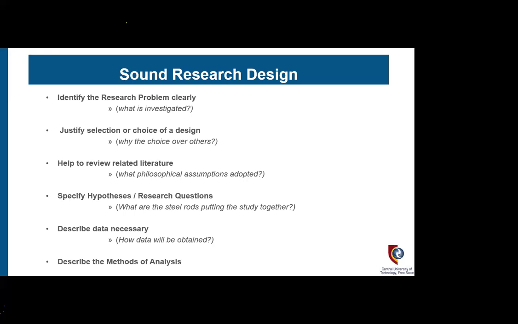Let me just quickly reflect on how this informs us about a sound research design. Sound research designs help us to identify the research problem. What is the research problem? It will give us that very clearly, because it informs the researcher and also the readership what it is that is investigated. And then another point is the research design also justifies the choice of the design. Why did you choose that particular selection? Why the choice of that particular research design over others? So you will always have to justify that.